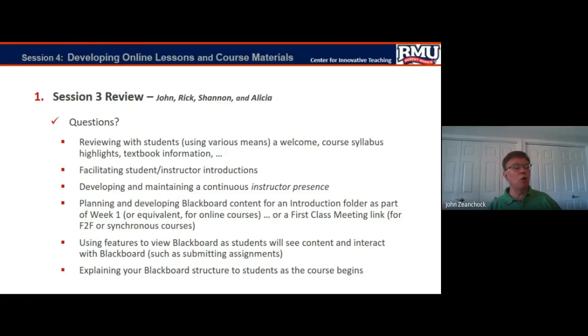Opening up the course shells in advance, using features to view Blackboard as students will see the content and interact. So we went through a demonstration of that to make sure that you could see what they see, because then you can put instructions for students together in a more meaningful way if you understand what they're experiencing.